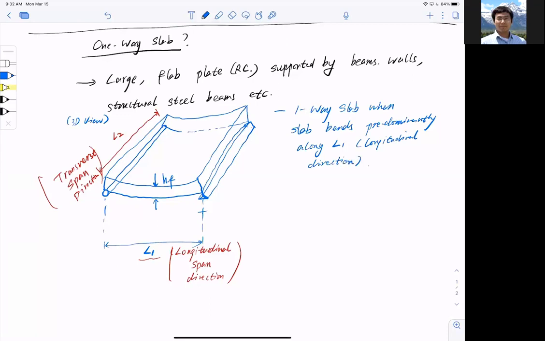All right. So this is the first very important concept, because we call it one-way because it bends one way only, deformed like this. In another direction, it does not bend. It just follows the shape.